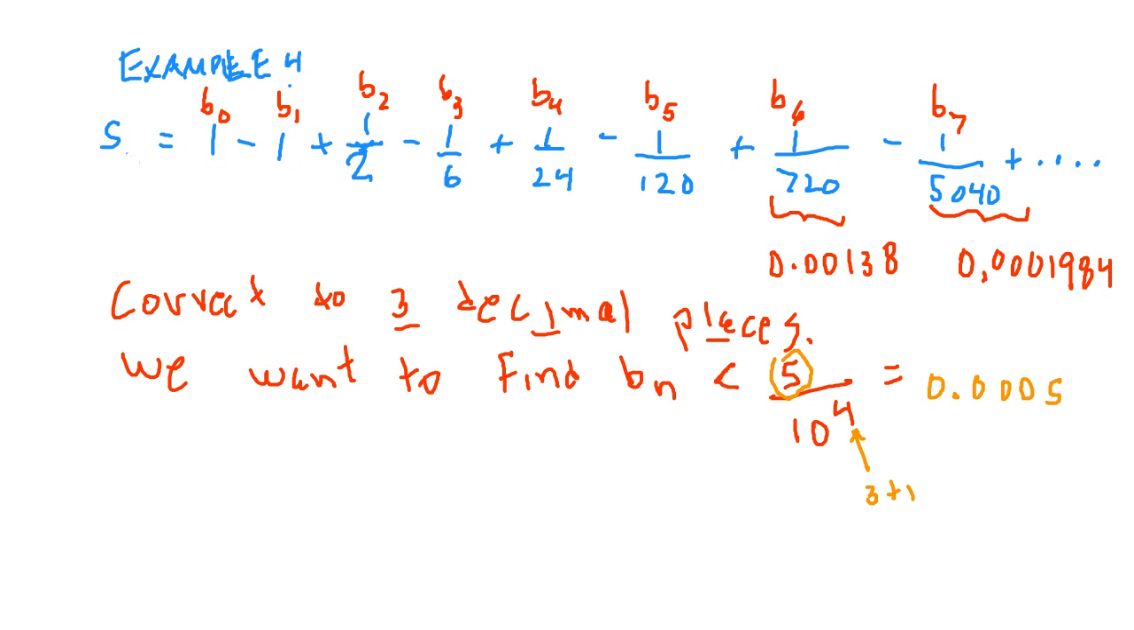Well, this term here, b sub 7, 1 over 5,040, is less than 5 over 10 to the 4th power, because that term is equal to 0.0001984, and that's less than 0.0005. Therefore, the sum of the series, correct?